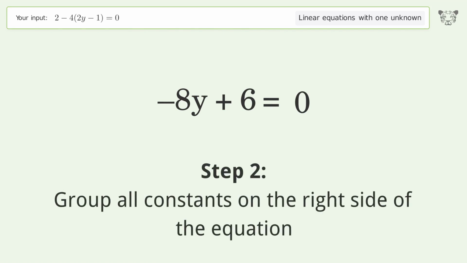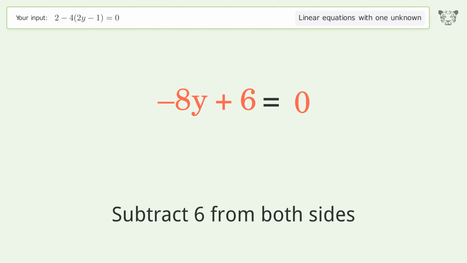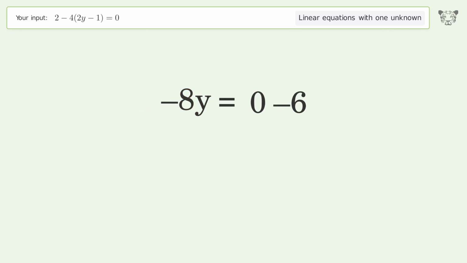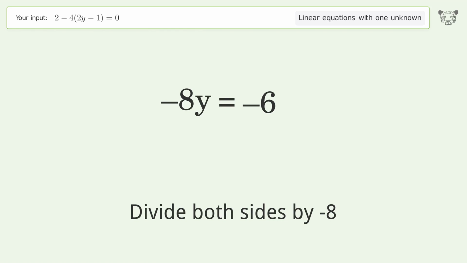Group all constants on the right side of the equation. Subtract 6 from both sides. Simplify the arithmetic. Isolate the y. Divide both sides by -8.